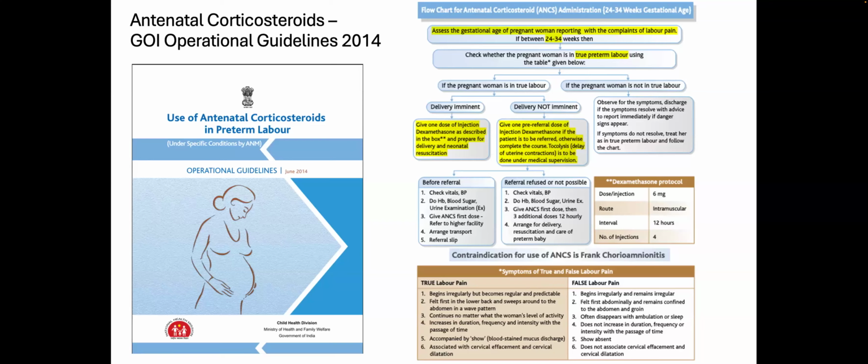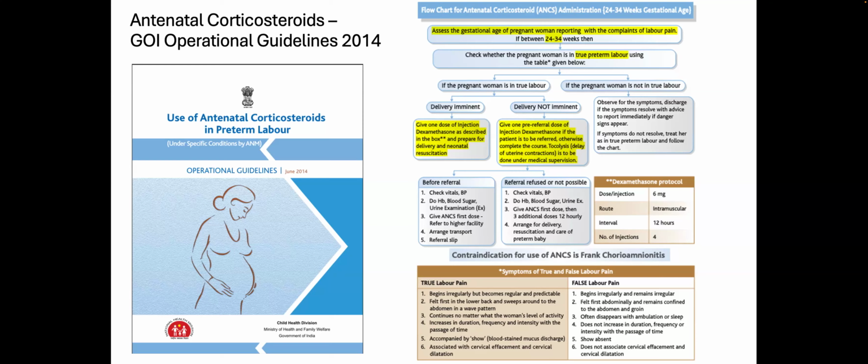So if the pregnant woman is in true labor, then you consider that the delivery is imminent, then give 1 dose of injection dexamethasone as described in the box. That's a 6 milligram intramuscular dose, and prepare for delivery and neonatal resuscitation. For this mother, it's difficult that she'll be able to transfer to a higher center. And if you feel that the delivery is not imminent, then you give 1 pre-referral dose of injection dexamethasone. Again, that's 6 milligram IM, if the patient is to be referred, otherwise complete the course.